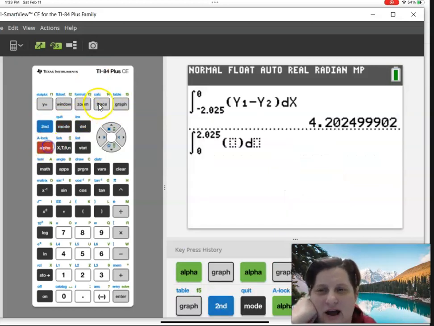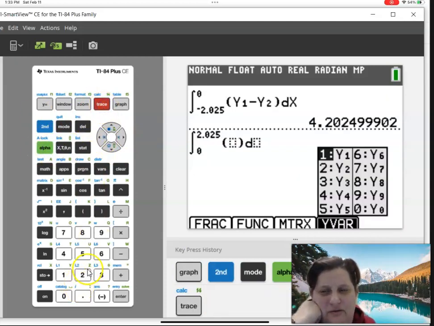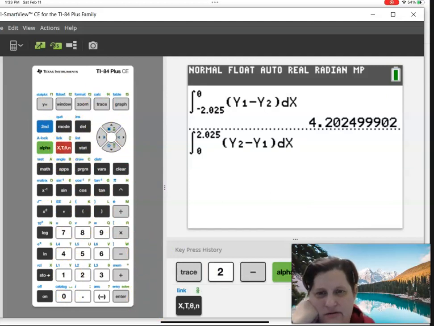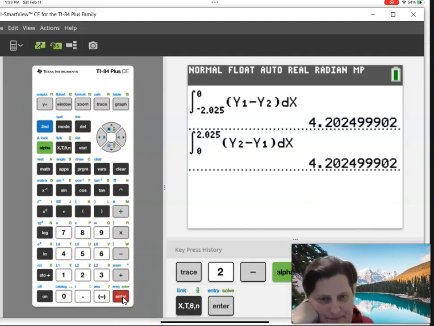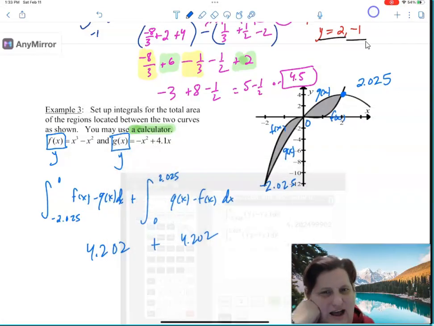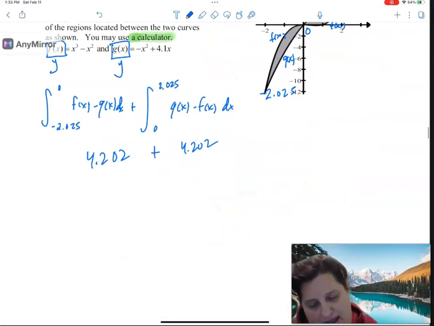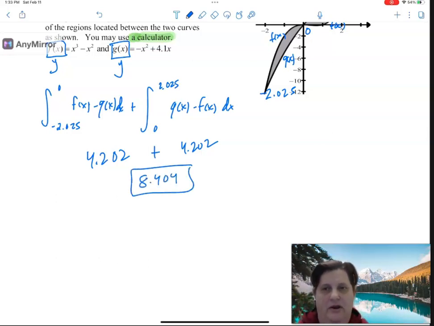Okay, so it's under alpha trace, so it's a little bit faster, so you can go like y2 minus, and then you go alpha trace, y1 dx, which is a fast way of typing that in, and I get 4.202. Interesting. They don't look that equal, but I guess they are. And then when I add those together, I'll just get 8.404 for my total area.